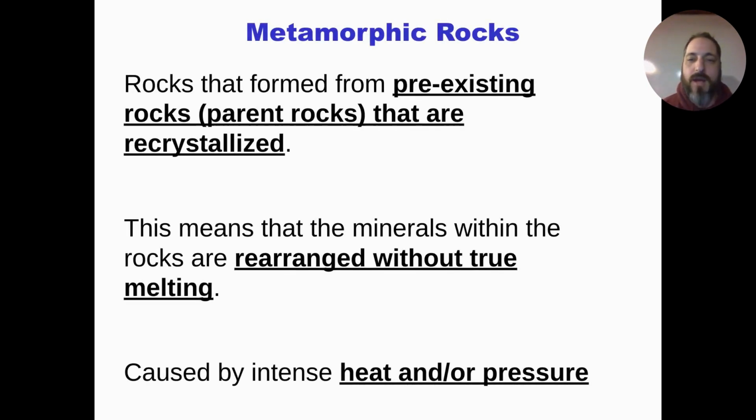So, metamorphic rocks, these are rocks that are formed from pre-existing rocks, so rocks that already existed. We call them parent rocks. Those rocks are then recrystallized. This means that the minerals within the rocks are rearranged without true melting. So we're not talking about what forms igneous rocks, where the whole rock is melted into a liquid. We're talking about a little bit of melting, not a complete melting here. This is caused by intense heat and pressure.